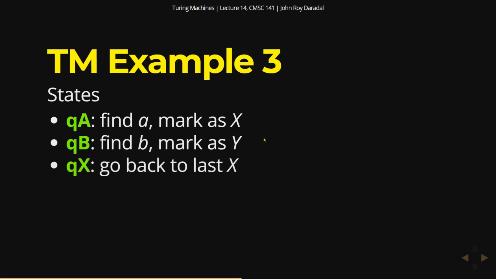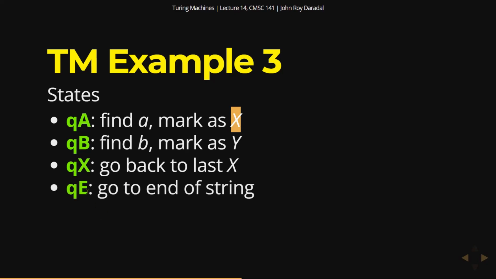Okay, and then the state QX is just going back, going to the left to look for the last X marker that it encountered. Okay, and then QE is the state where we're looking for the end of the string. So this is going to the right to look for the end of the string.